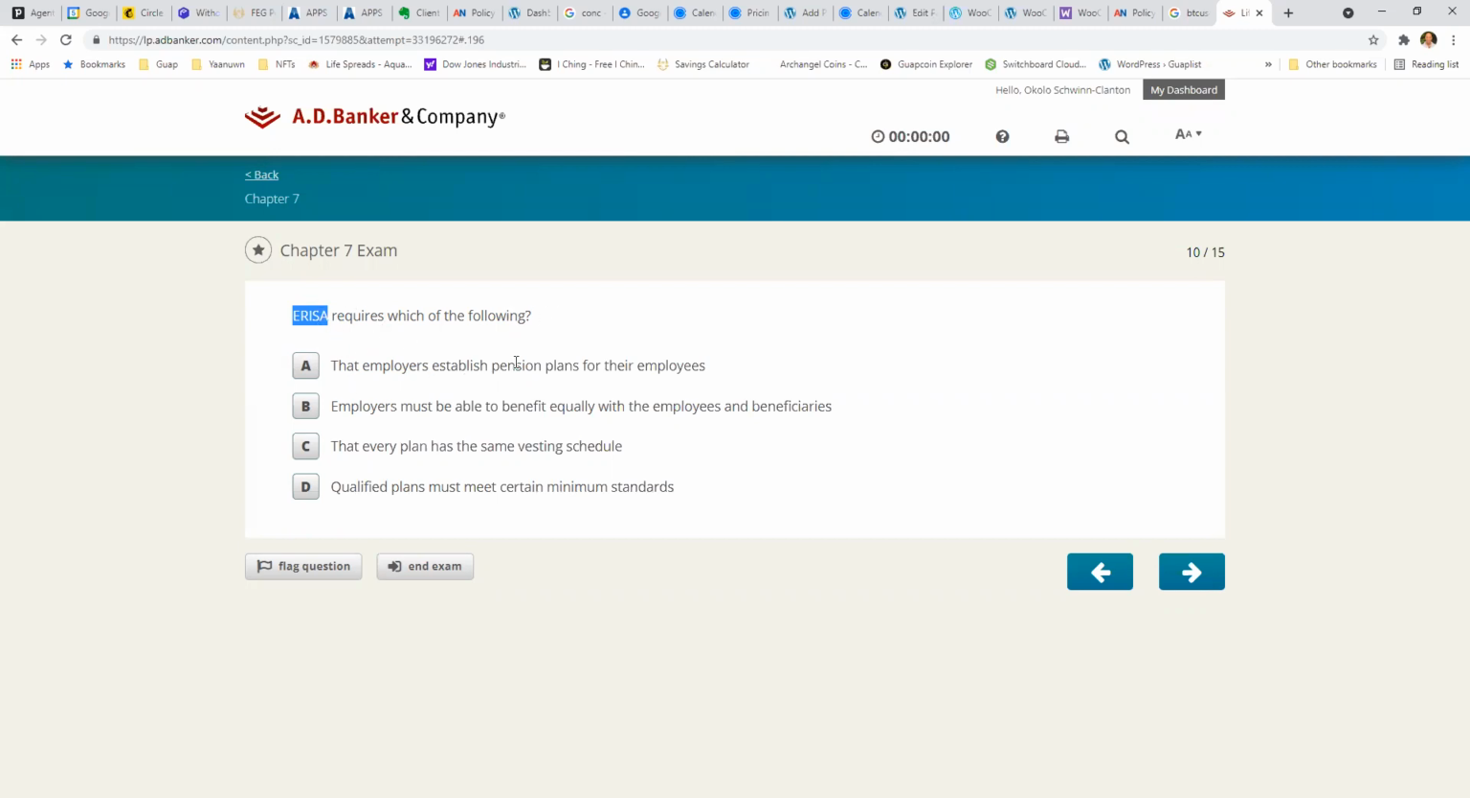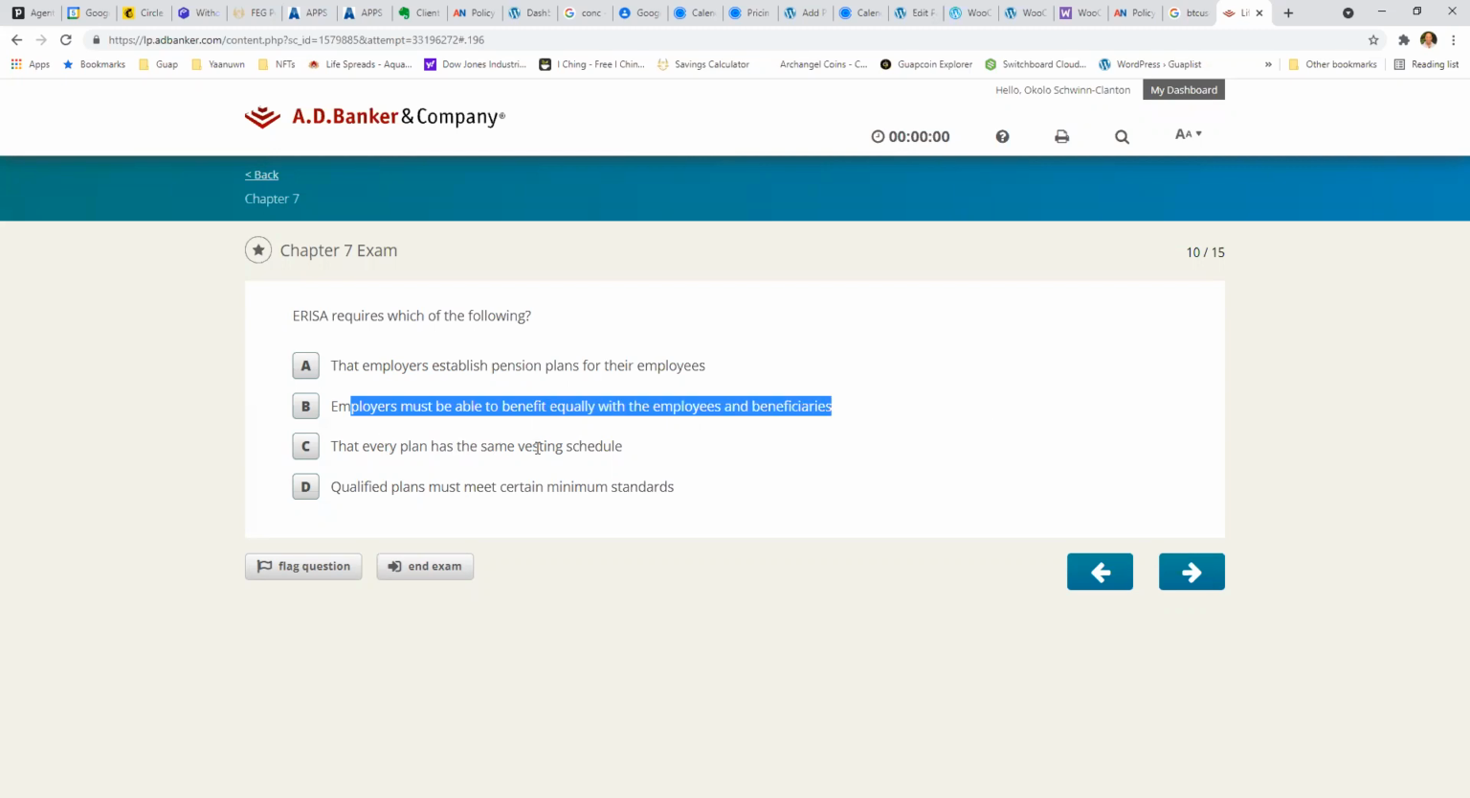That employers establish a pension plan for their employees. No, we know there's no law to require pensions, although it would be nice maybe if there were. Employers must be able to benefit equally with the employees and beneficiaries. No, they can't benefit equally. Well, let's put this one on a maybe.